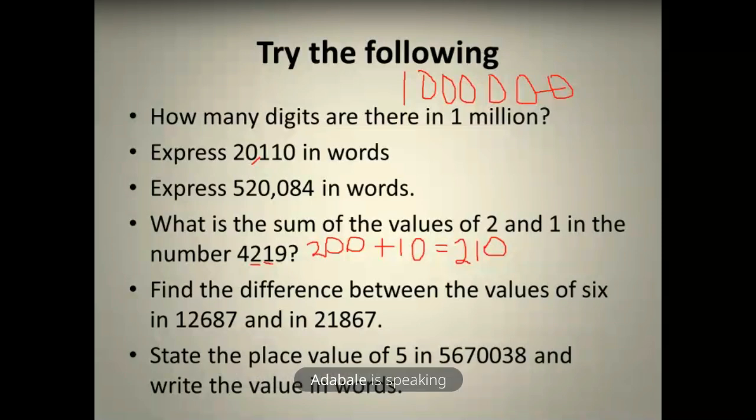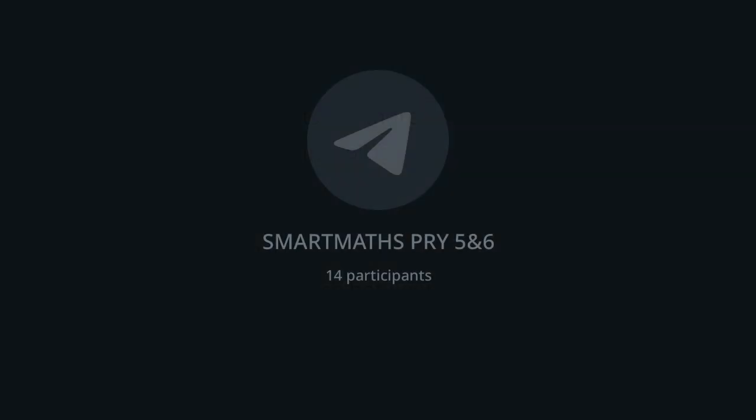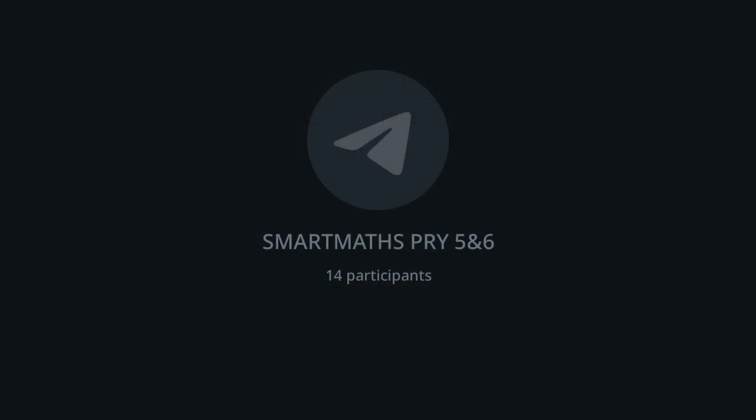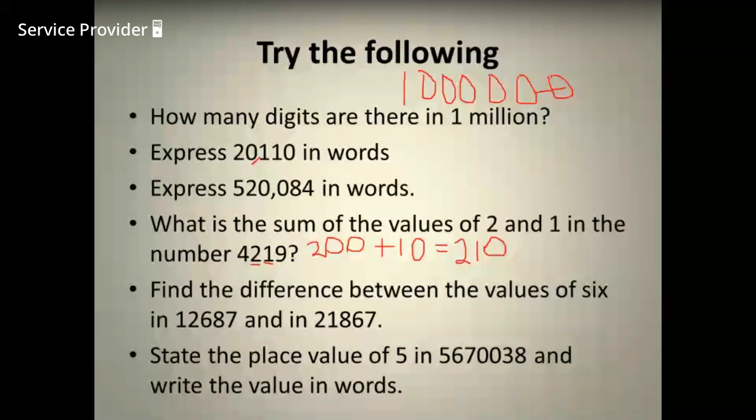540. Your answer is 540. Let's allow others to say their own too. Maria Makonde, what's your answer? Not yet. Okay, you are not done yet, still doing it. Lawan, what's your answer? She didn't get the question because we had to log out, so she will listen now. Okay, can you see my screen? That's very important, please, ma'am. You can see it now. Okay, this is the question I'm referring to, Lawan: find the difference between the values of 6 in 12687 and in 21867.